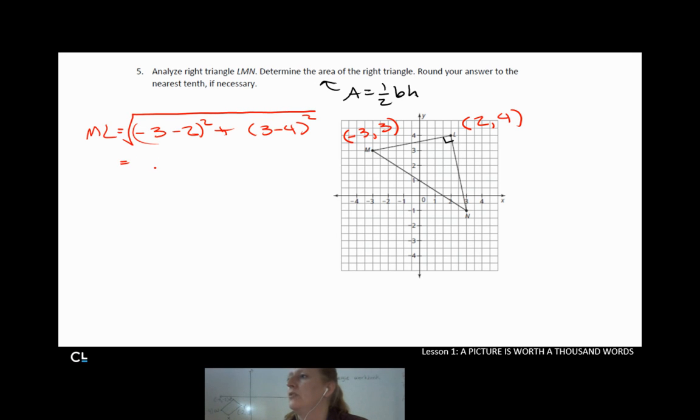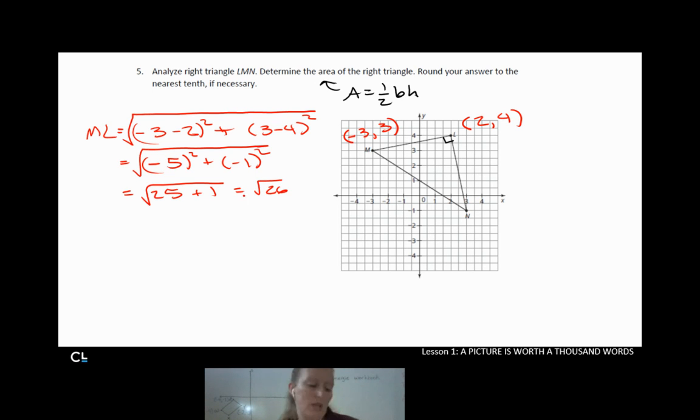So that means -3 minus 2 is -5. 3 minus 4 is -1. -5 squared is 25. -1 squared is 1. So it's the square root of 26. And if I use my lovely calculator, I get about 5.1-ish, nearest tenth. So about 5.1.